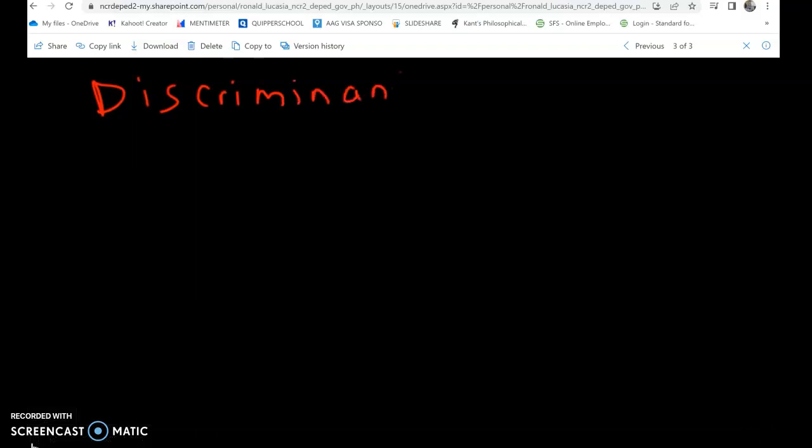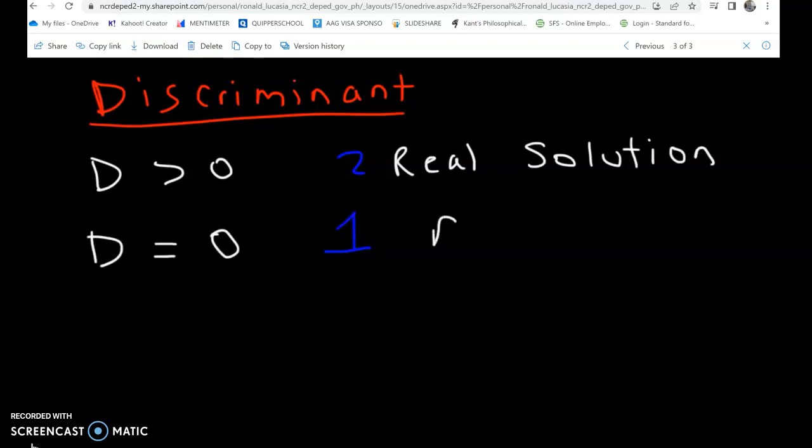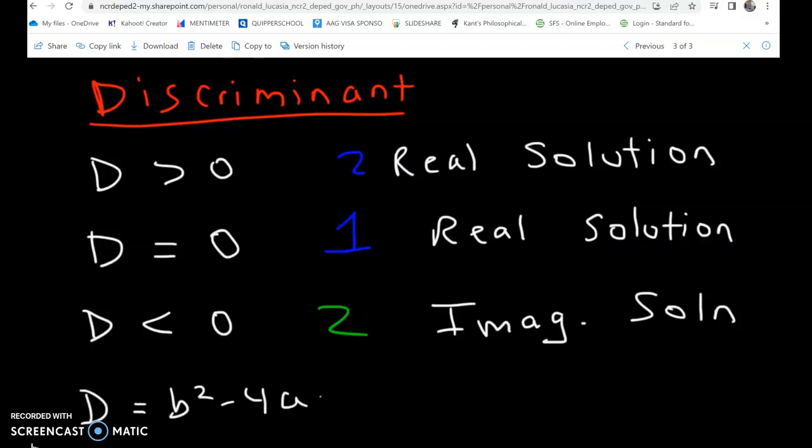If the discriminant is greater than 0, then there's going to be two real solutions. Now, if the discriminant is equal to 0, then there's going to be only one real solution. Now, if the discriminant is negative, or less than 0, then there's going to be two imaginary solutions. Now, the discriminant formula is b squared minus 4ac for a quadratic equation in standard form, ax squared plus bx plus c.